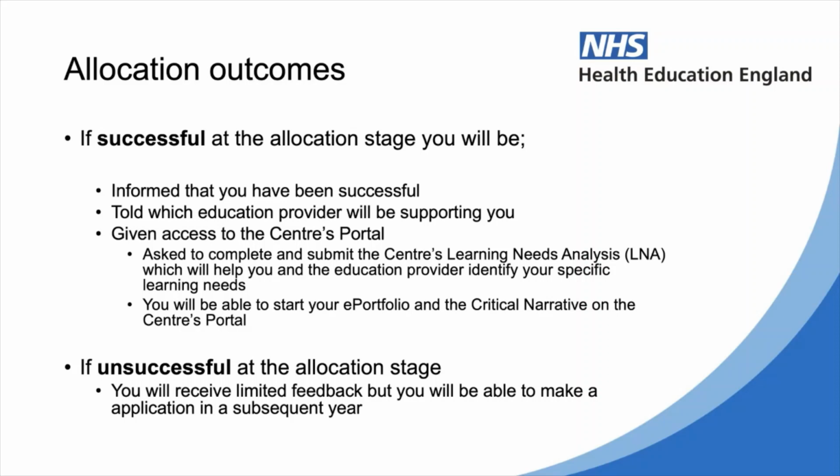If you're unsuccessful at the allocation stage, we will give you some limited feedback, but you will be able to make an application in subsequent years. What we will not allow is multiple applications within this year, within this same round.